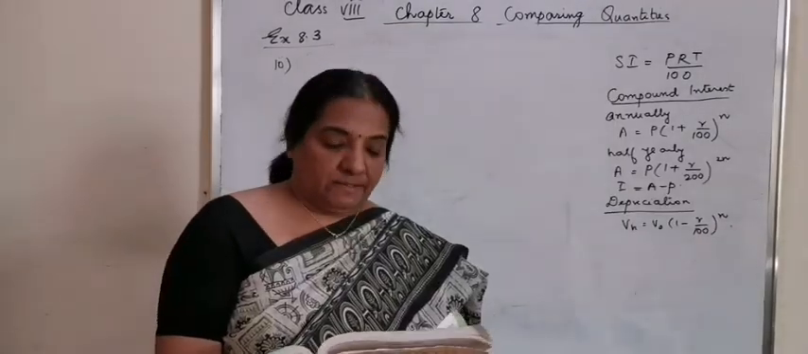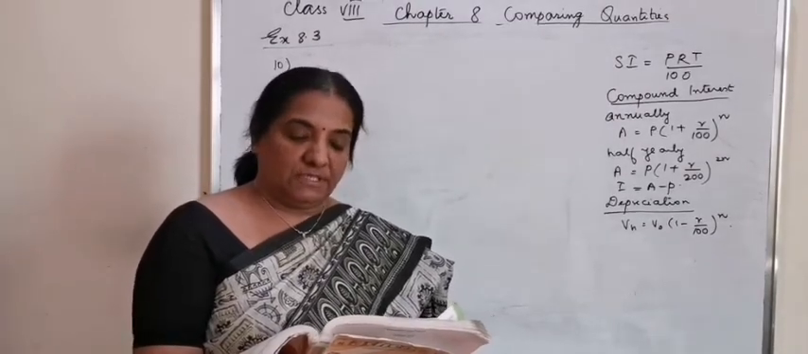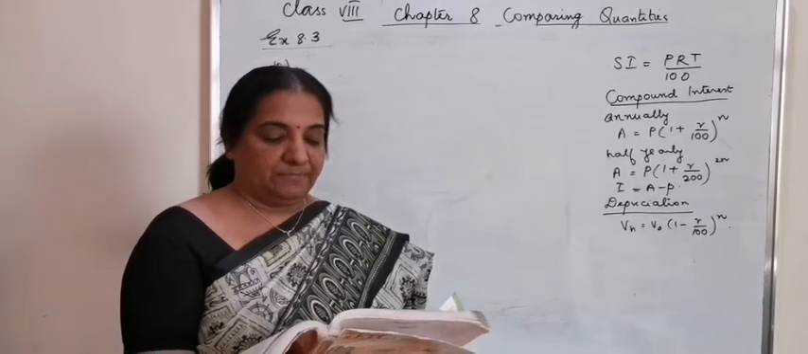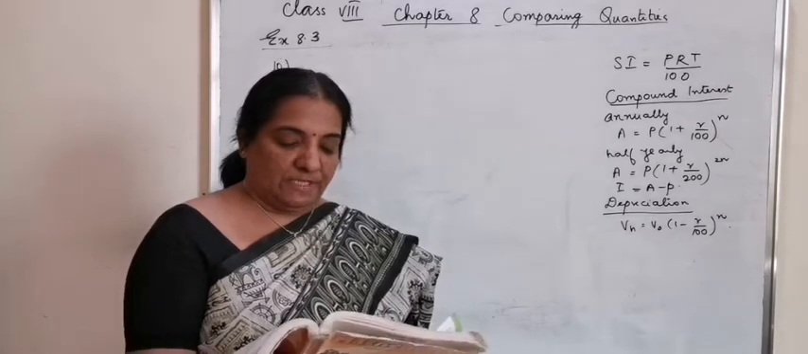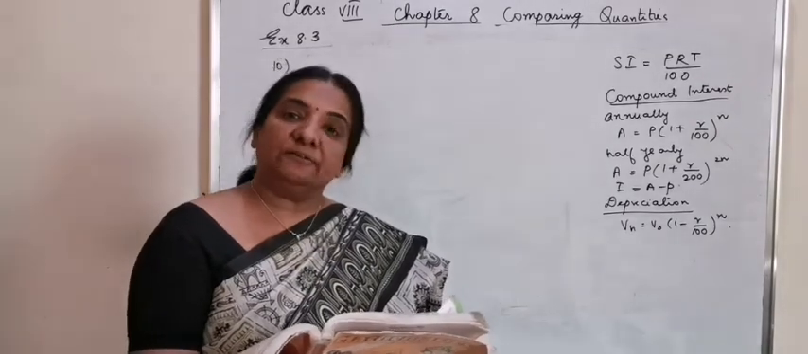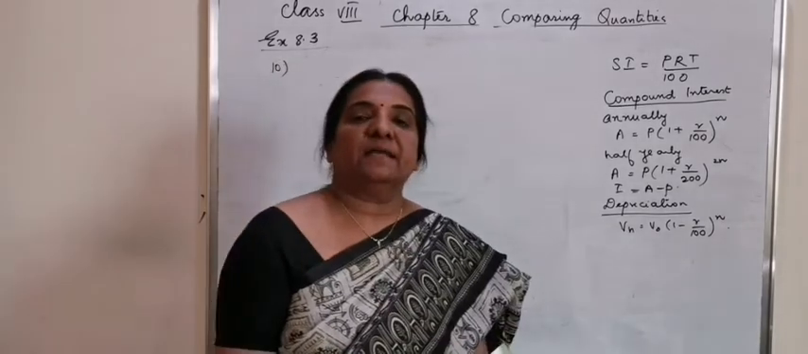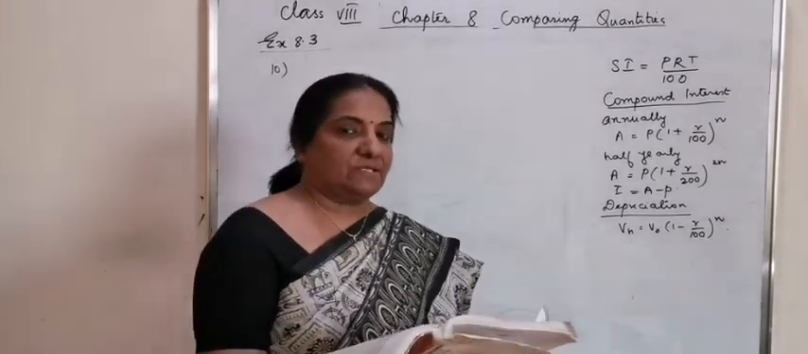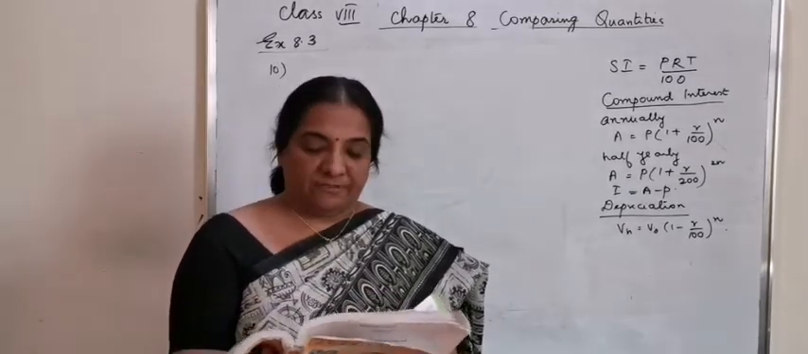Question number 10. The population of a place increased to 54,000 in 2003 at the rate of 5% per annum. Find the population in 2001 and what would be the population in 2005. That is, given the population in 2003, they have asked you to calculate the population 2 years back as well as 2 years hence, and it is an increase by 5%.